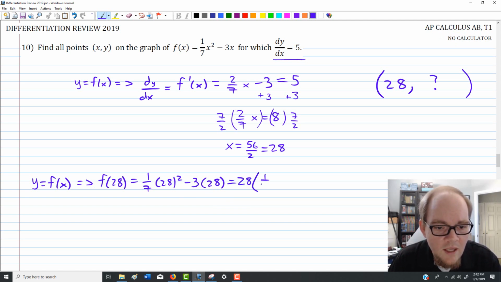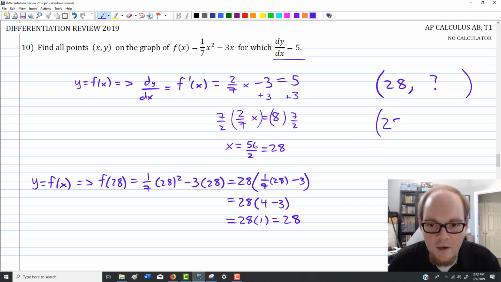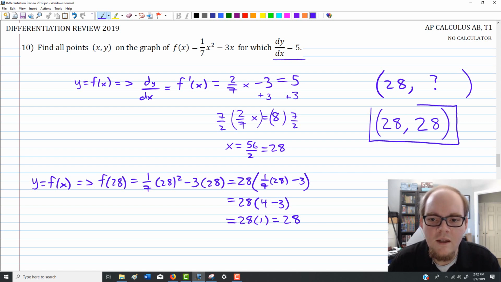This is going to become 28 times 1/7 of 28 minus 3. Is that right? 1/7 of 28 is 4, minus 3, which means this whole thing is equal to 28 times 1, which is 28. So the ordered pair 28, 28 is the point where the slope happens to be 5.